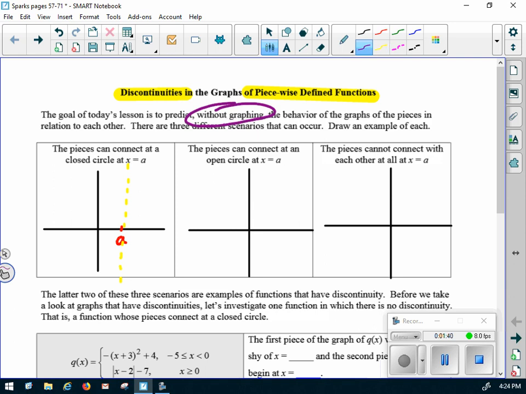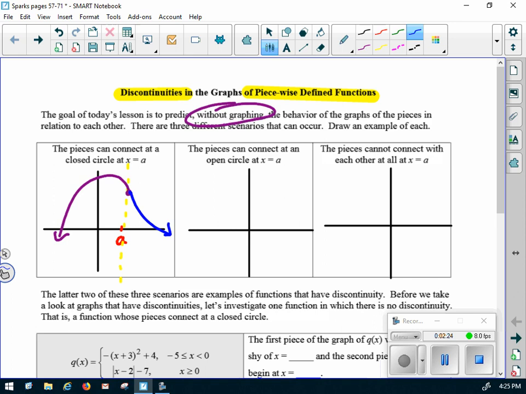So the pieces are going to connect at a closed circle at x equals a. So let's just say one of the pieces looked like this, and the other piece looks like this. The pieces are connecting at a closed circle when x is equal to a. Now I want you to notice, if you put your finger or your pencil on this graph starting at the far left and you trace the whole thing, you would never have to lift your pencil. That function is continuous.